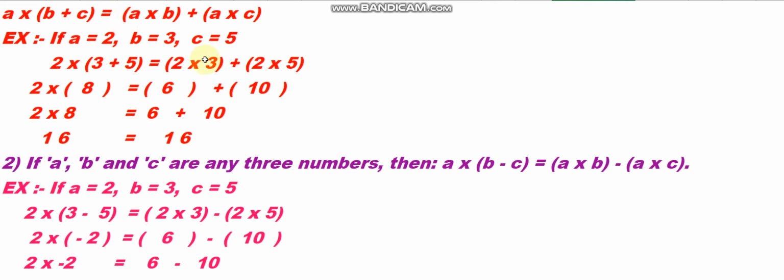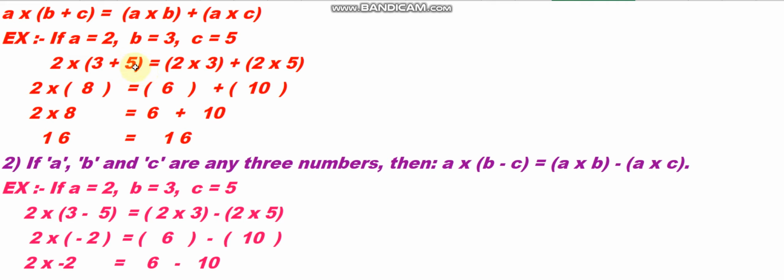So it is read as 2 into 3 plus 5, which equals A into B, meaning 2 into the value of B, which is 3. 2 into 3, plus, between them there is a plus symbol, plus A, the value of A is 2, into the value of C, which is 5. 2 into 3 plus 5 equals 2 into 3 plus 2 into 5.